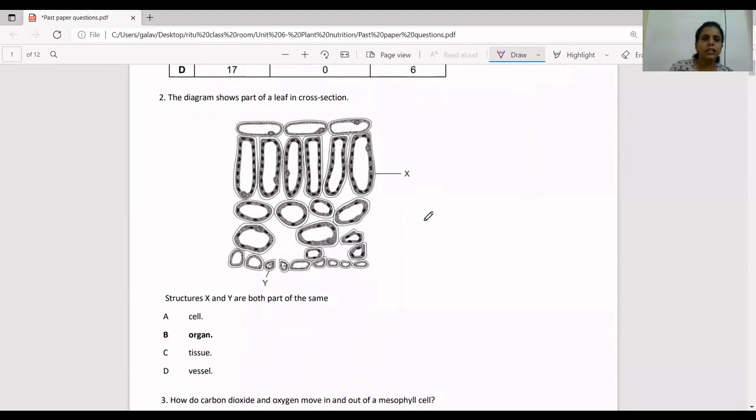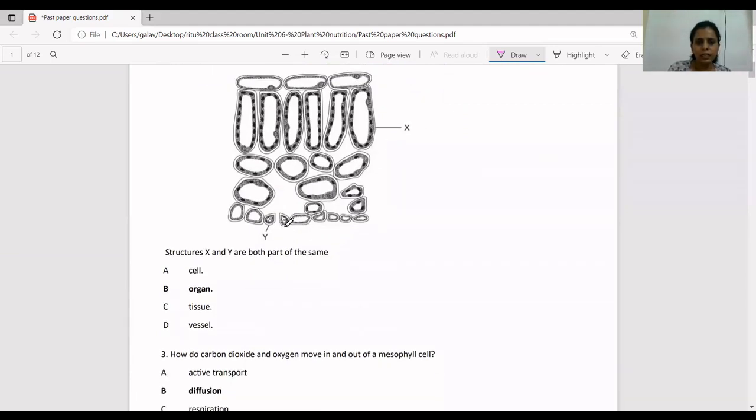The next question is, the diagram shows part of a leaf in cross section, and they have labeled X and Y. You have to tell whether structures X and Y are both part of the same cell, organ, tissue or vessel. X is a palisade mesophyll cell, and Y is a guard cell. If you read the question properly, you will understand that the palisade mesophyll cell is a part of the leaf. The leaf is an organ, and the guard cell is also a part of the leaf. So the correct answer is option B, organ.